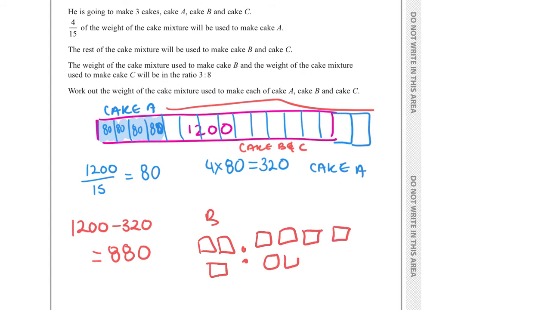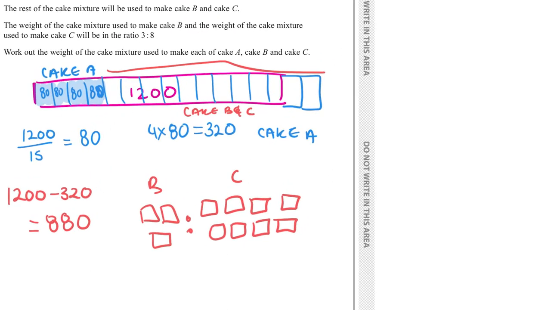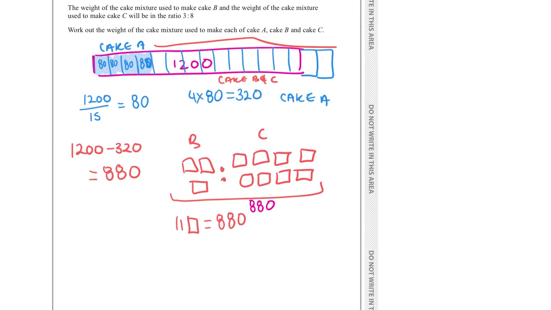Now you can see I'm using a different approach here. You can still use the bar model, I'm just drawing pictures. How many boxes do I have all together here? 11. So that means 11 boxes equals 880, doesn't it? This equals 880. So how am I going to find one box? I'm going to do 880 and divide it by 11.